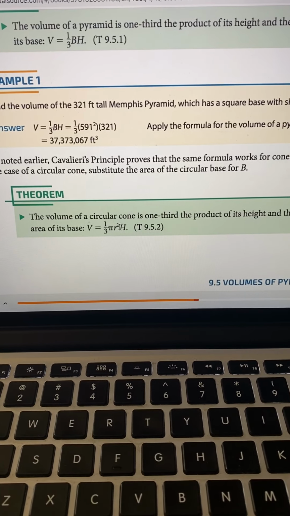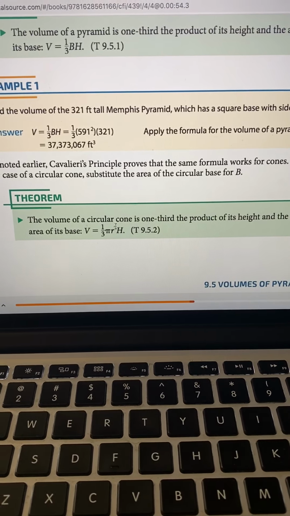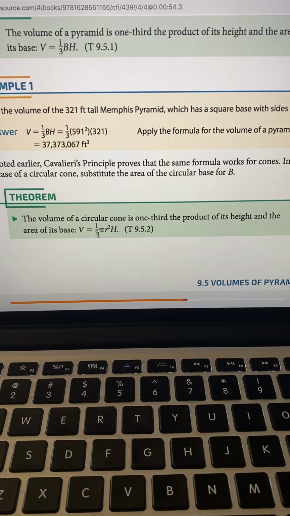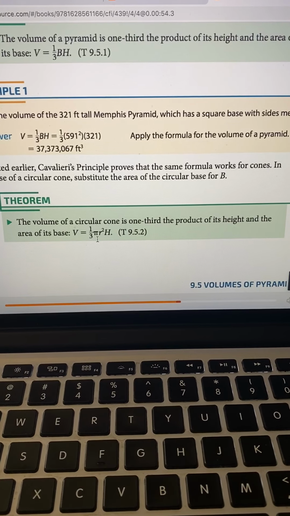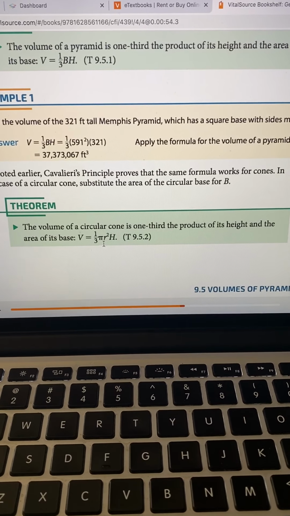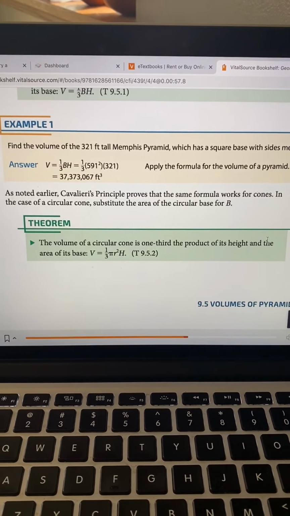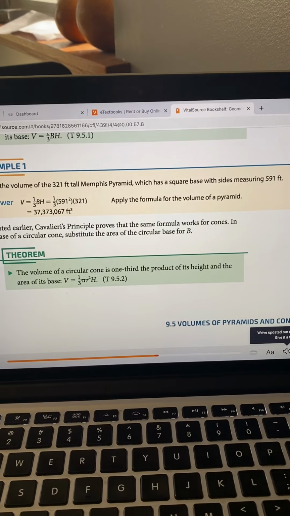Volume equals 1/3 the area of the base, which, Andrew, if you were here, I'd ask you what the area of a circle is. Pi r squared, then times the height. So we'll use that formula and let's practice.